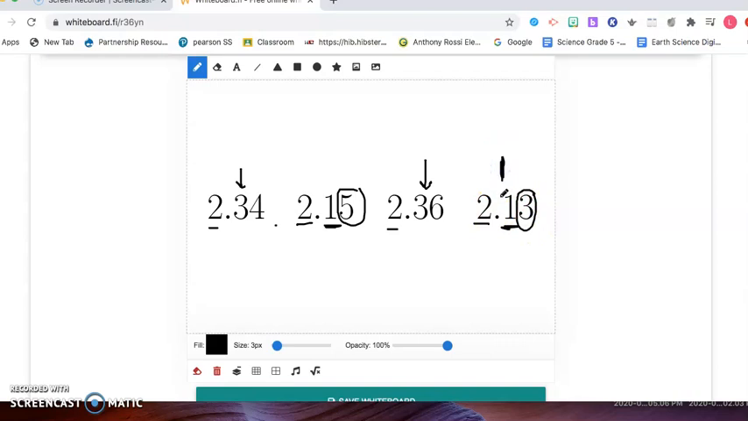So that's going to be number 1. And this 5 comes next. That will be number 2. Now I can look at my 6 here and my 4 here. 4 is smaller than 6, so that comes third. And finally, this is my largest number. So going from least to greatest, 2 and 1300ths is first, 2 and 1500ths is second, 2 and 3400ths is third, and 2 and 3600ths is fourth. And that's all we did in math today.